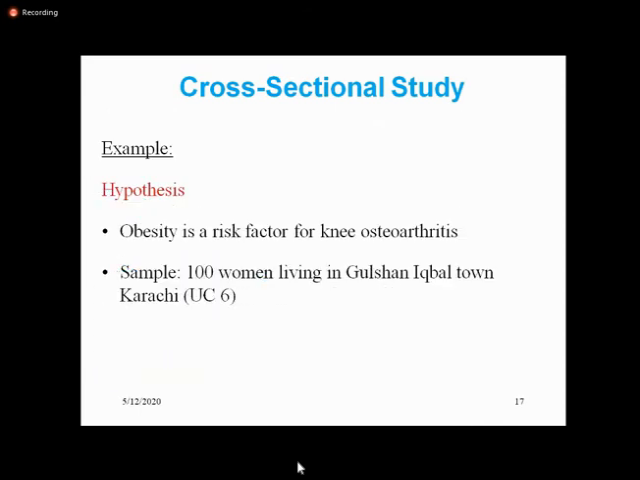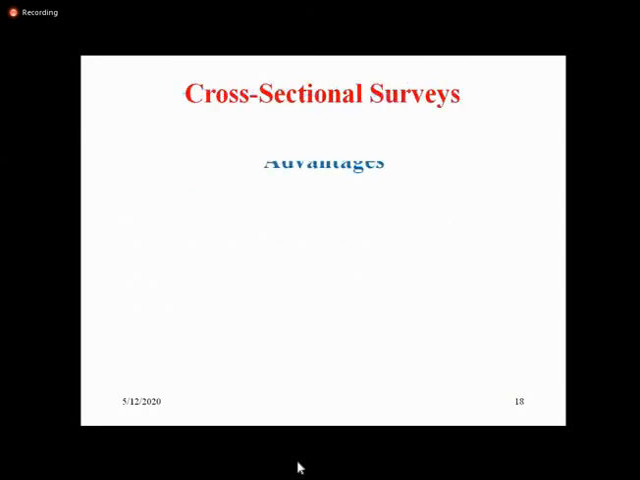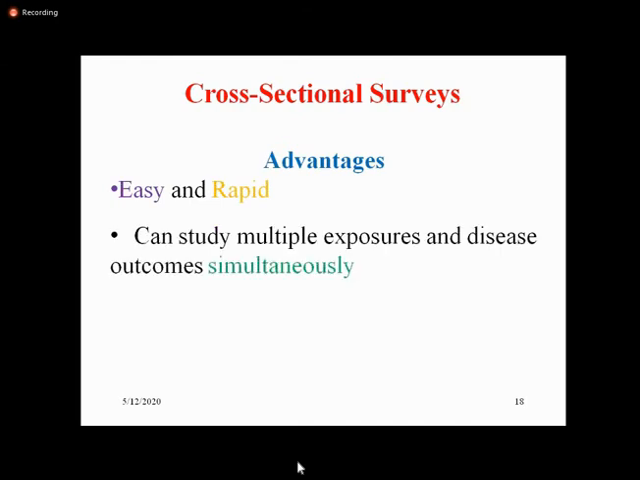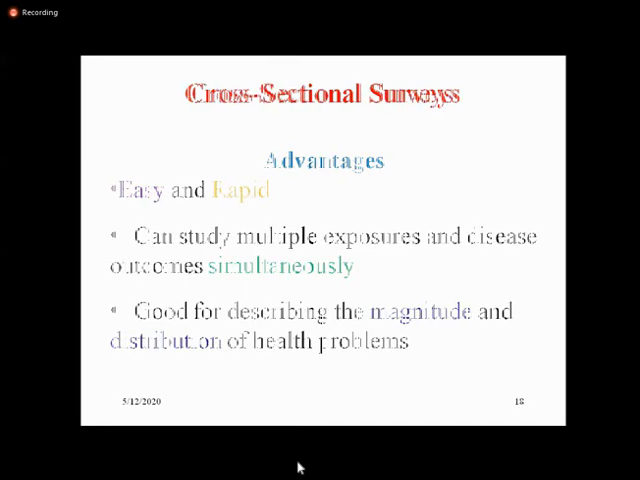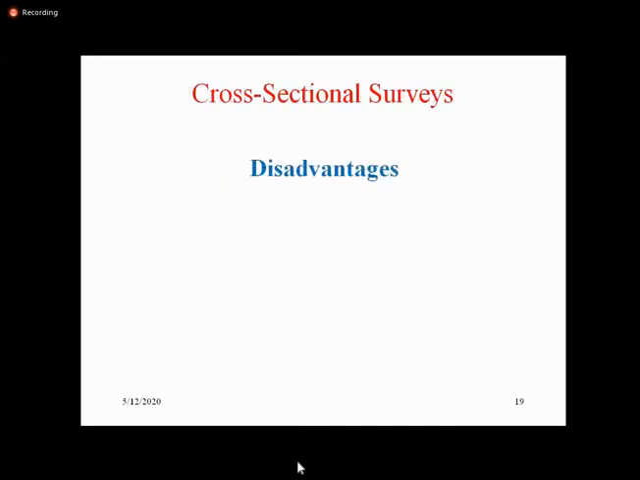This is an example of cross-sectional study, but we just go through the advantages. It is easy and rapid. Can study multiple exposure at the same time. Good for describing the magnitude and distribution of health problems. These are the advantages when you go for the cross-sectional study.